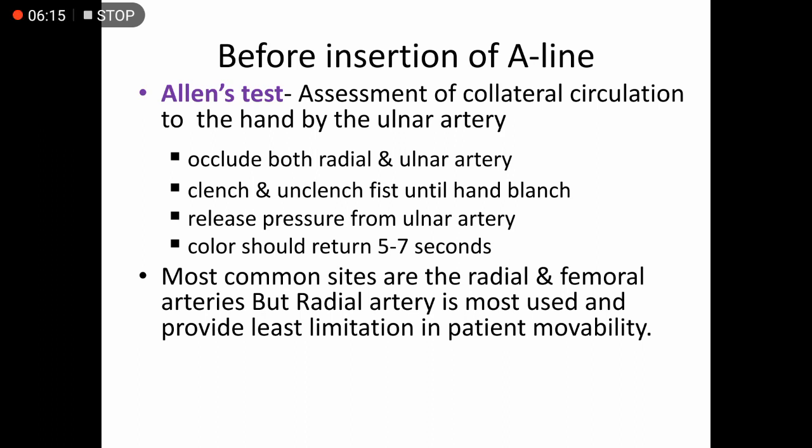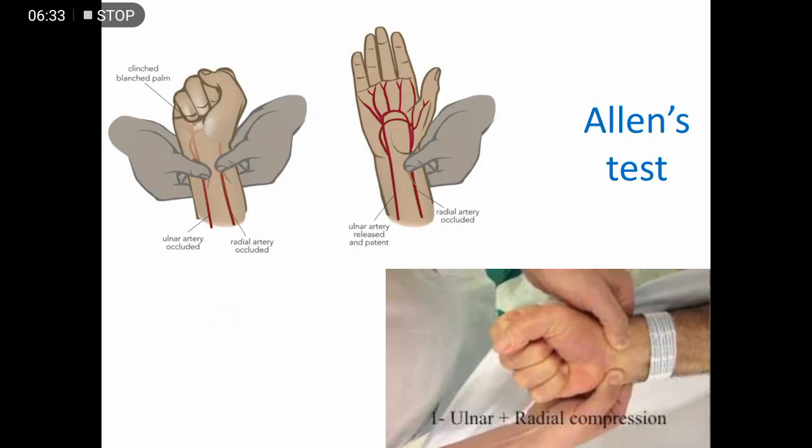Color means the red color of the hand, and this is actually to find out the patency of collateral circulation through the ulnar artery. The most common sites are the radial and femoral arteries, but the radial artery is most used and provides the least limitation in patient mobility. This figure shows us how to perform the Allen's test, and as I mentioned before, this is specific only to using the radial artery as an access.